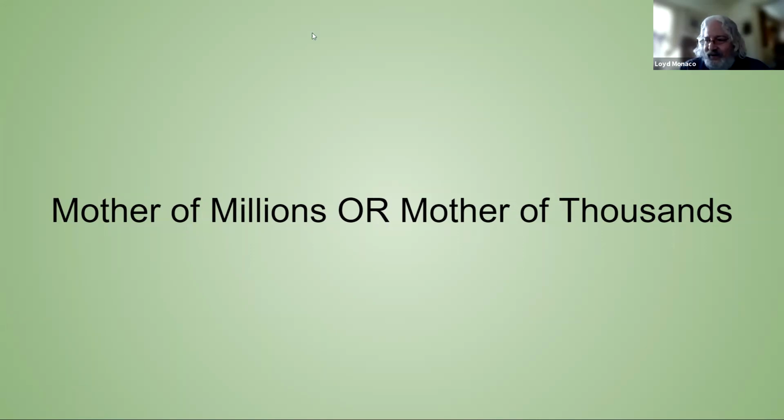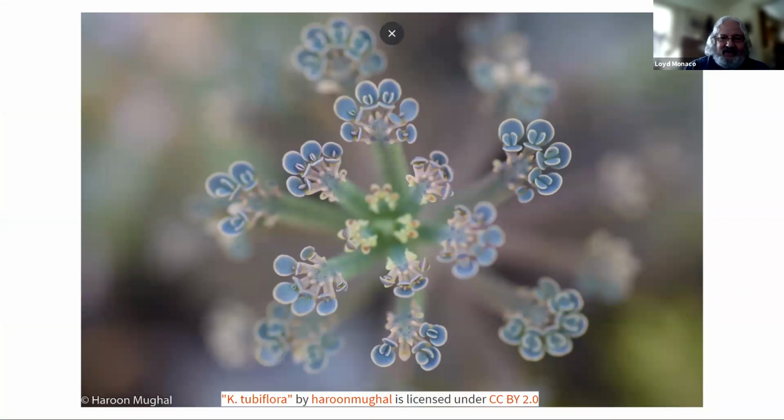We will start with the mother of millions. Mother of millions is pretty much going to fall into Kalanchoe. Actually, go to the next slide. So would anybody care to guess the difference? Okay, you ready?